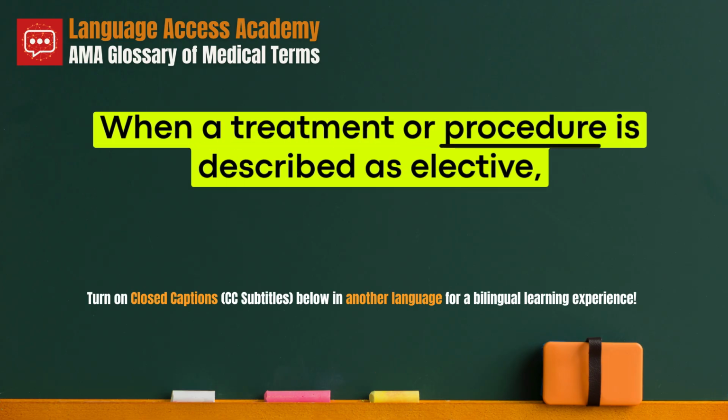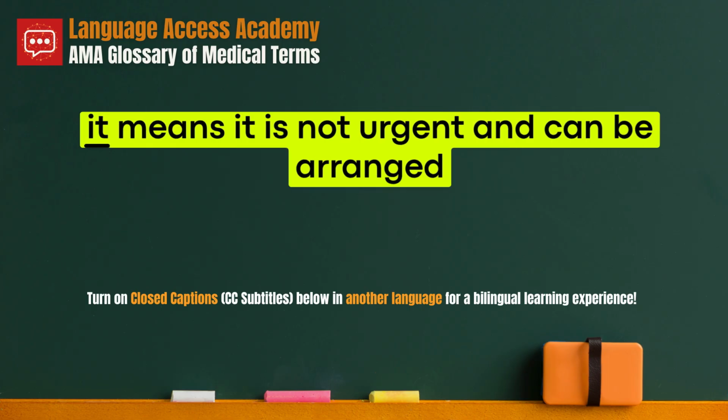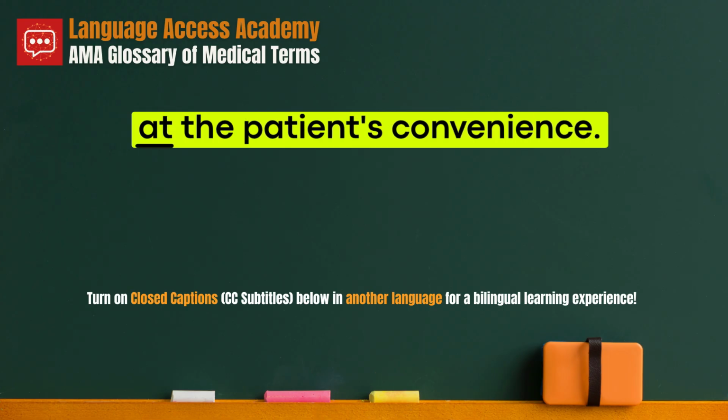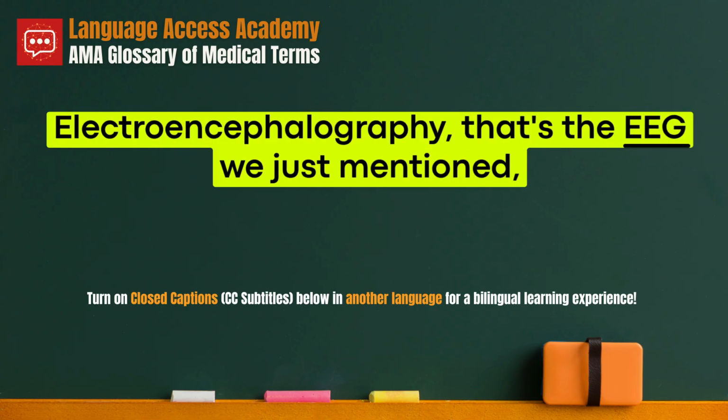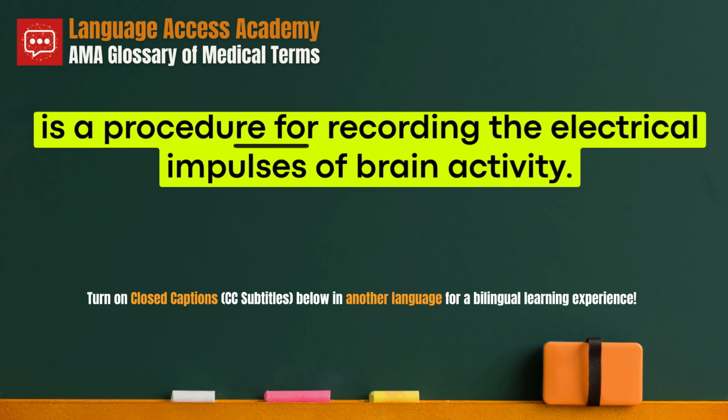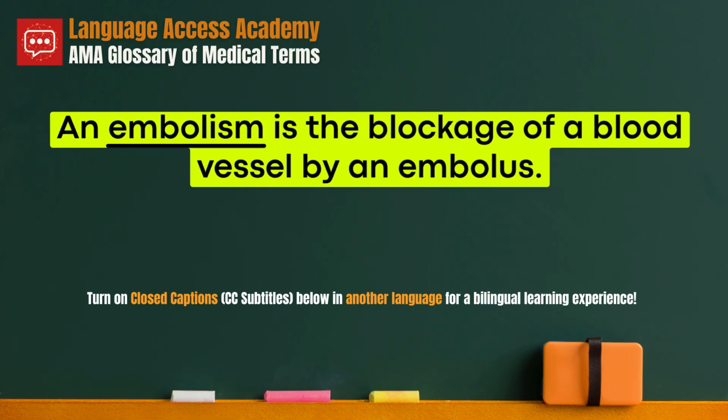When a treatment or procedure is described as elective, it means it is not urgent and can be arranged at the patient's convenience. Electroencephalography, that's the EEG we just mentioned, is a procedure for recording the electrical impulses of brain activity. An embolism is the blockage of a blood vessel by an embolus.